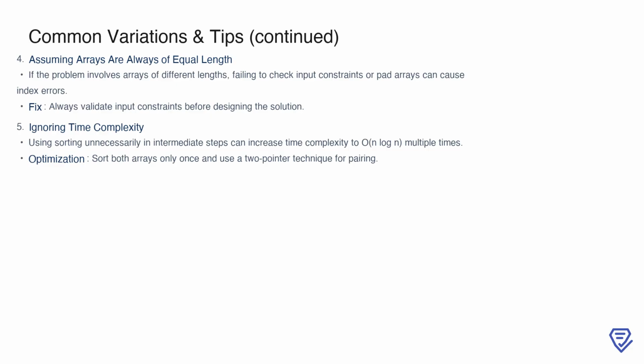Additionally, time complexity is a critical consideration. Sorting the arrays unnecessarily during intermediate steps can lead to inefficiencies, especially if sorting is performed multiple times. Instead, you should aim to sort each array only once. After sorting, a two-pointer technique can efficiently pair elements to calculate the product sum. This approach minimizes redundant operations and keeps the solution optimal.